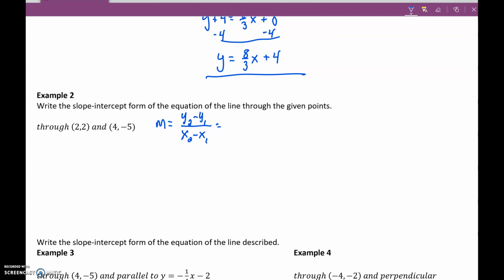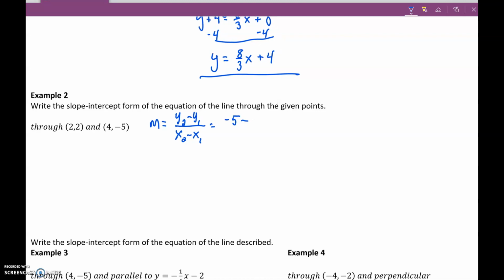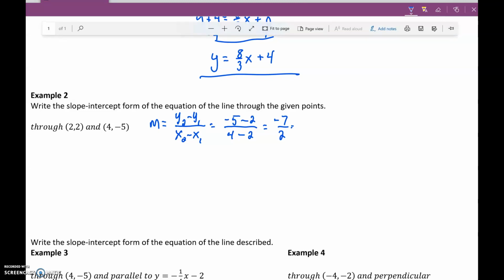So y sub 2, second y coordinate is -5, minus y sub 1, the first y coordinate's 2, over x sub 2, the second x coordinate is 4, minus x sub 1, the first x coordinate is 2. So on top we'll get -7, on bottom we'll get 2. So there's our slope. So now we know the slope.